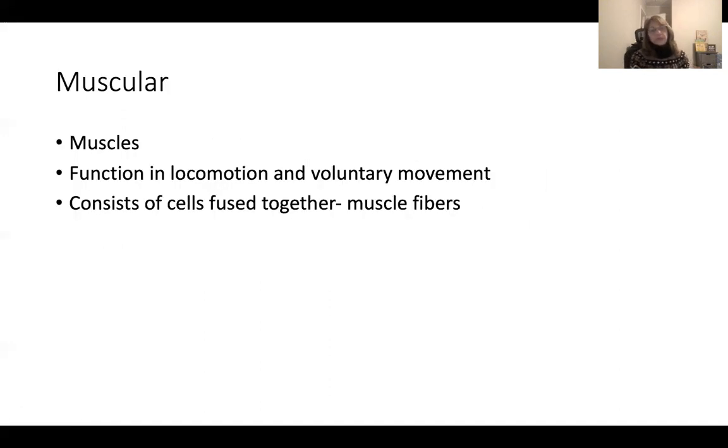Our musculature system is what allows us to move. Without it, we would not be able to function. We wouldn't be able to move around. We would just be stationary.